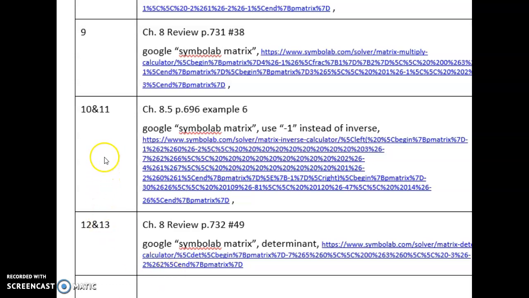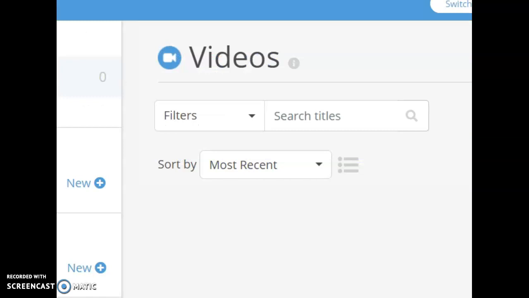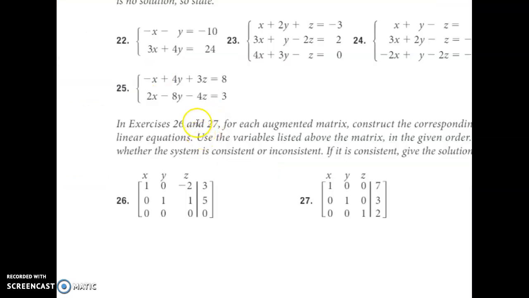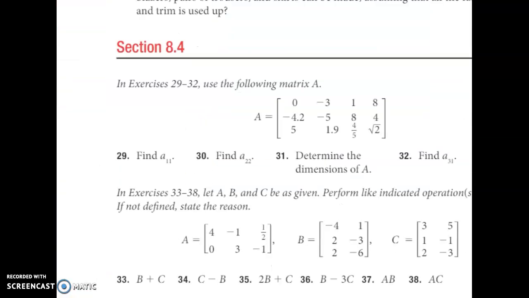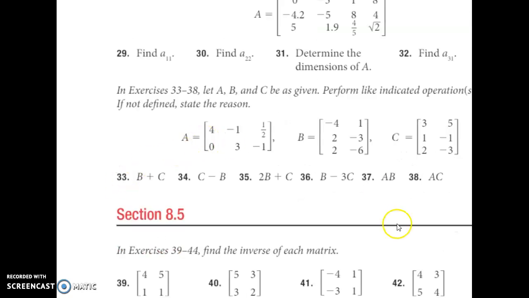So here I'm continuing. And for the next problem, simply multiply a couple of matrices. I'm going to show you that on Symbol Lab, and I'm using problem 38 from the book. So let's look at that. And there it is. 38 says multiply matrices A and C with each other. So let me show you how to do that.